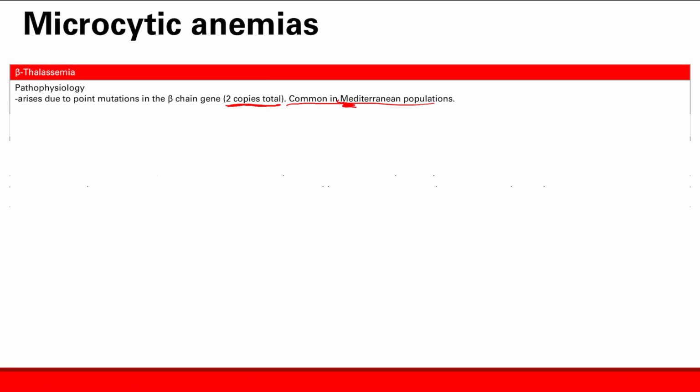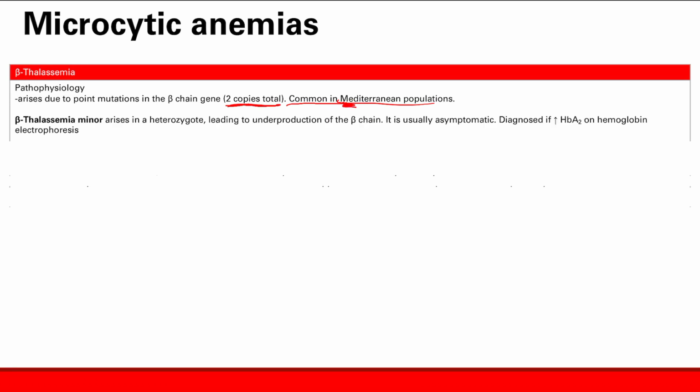This is the Mediterranean. So beta thalassemia minor arises in a heterozygote, so only one chain mutation, the mutation in one of the genes, and you get underproduction of the beta chain. This is usually asymptomatic, but you can diagnose this if they have increased hemoglobin A2. So if they have less beta chain, they're not making as much hemoglobin A. Remember that's from the alpha beta, so they're going to get more hemoglobin A2, which is alpha delta.